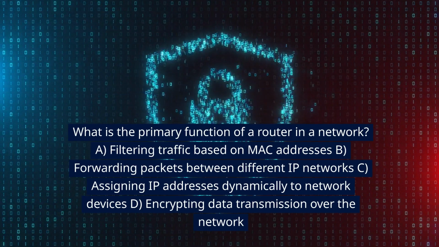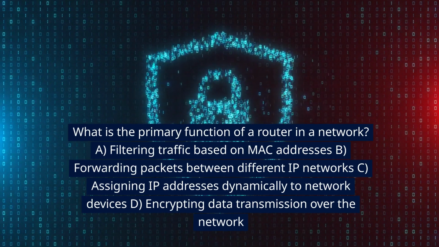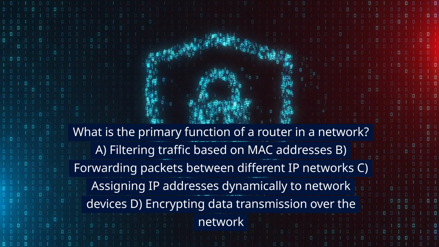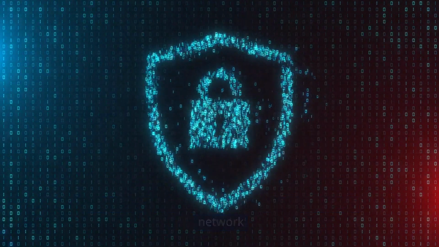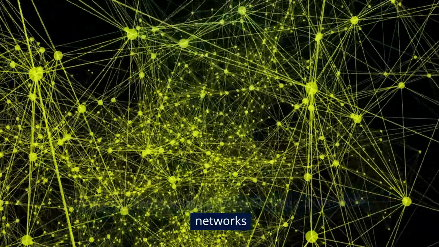A. Filtering traffic based on MAC addresses. B. Forwarding packets between different IP networks. C. Assigning IP addresses dynamically to network devices. D. Encrypting data transmission over the network. Answer. B. Forwarding packets between different IP networks.